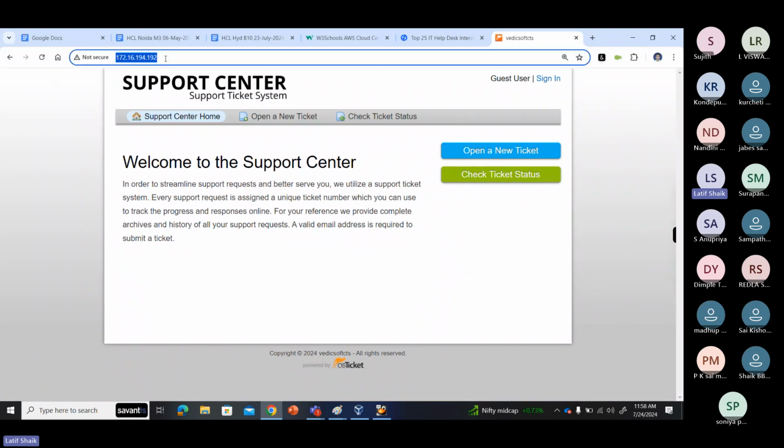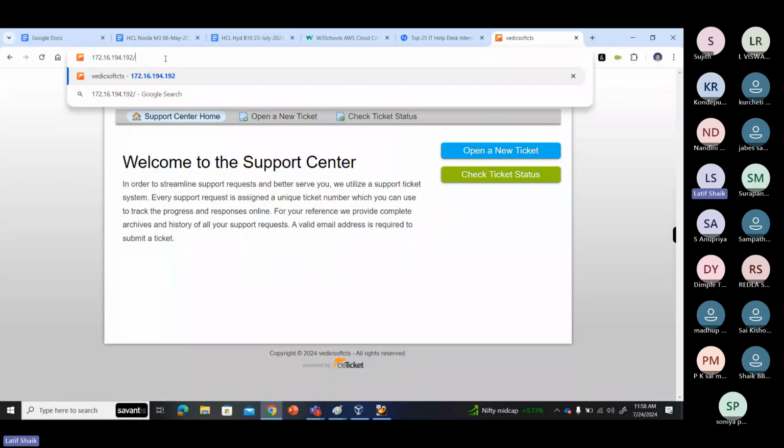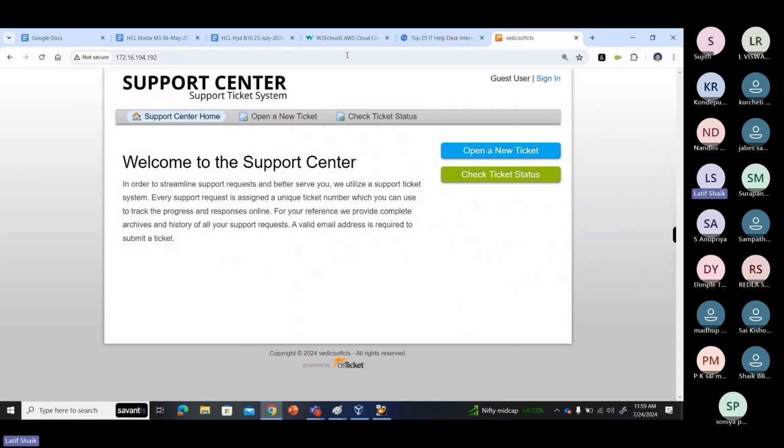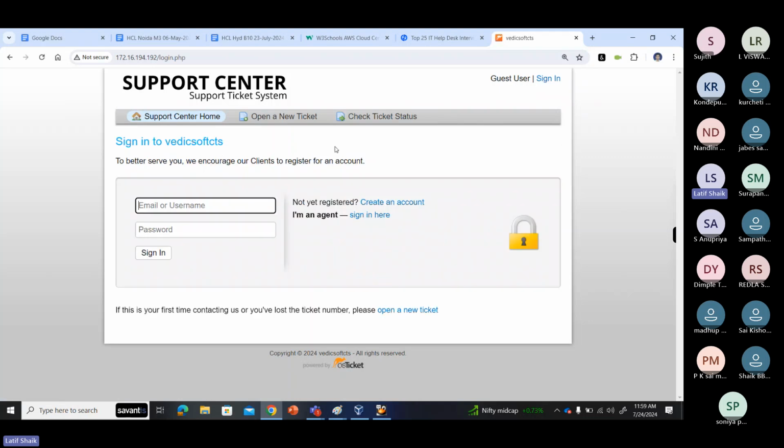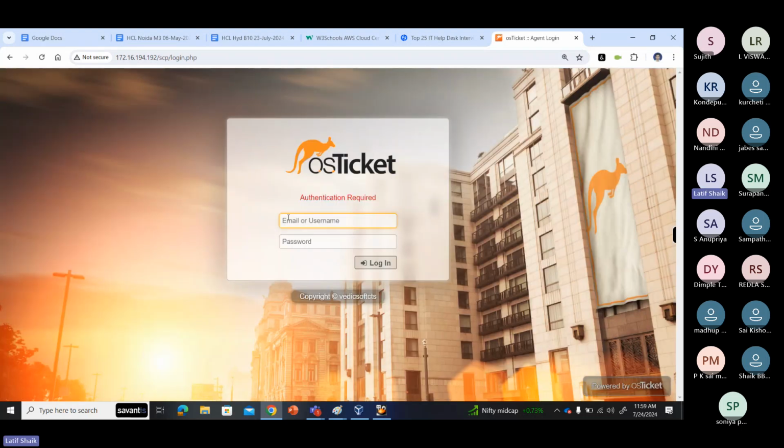I installed it, but that is a support place. I want to log in as an administrator, but I forget that URL. Let me try signing in from here also. Okay, sign in here as an agent. Yeah, now it came. I'm an admin cum agent.